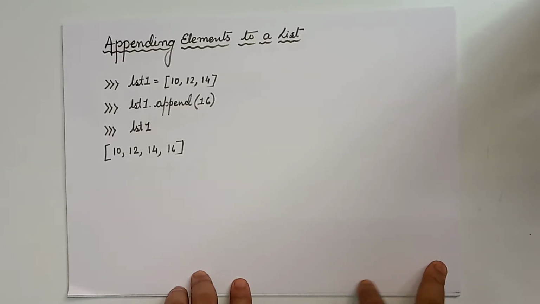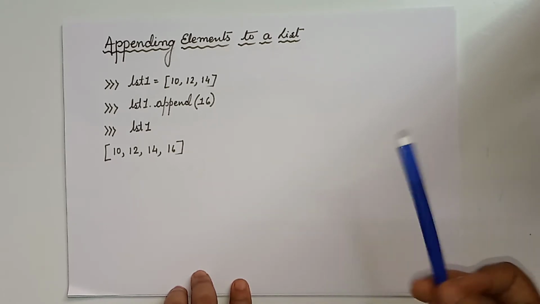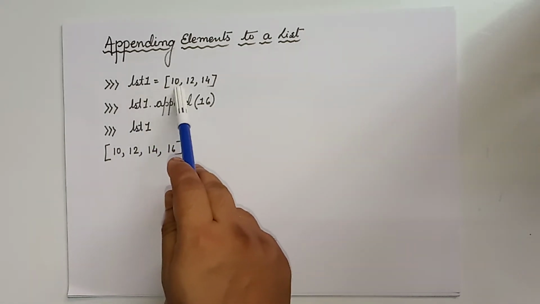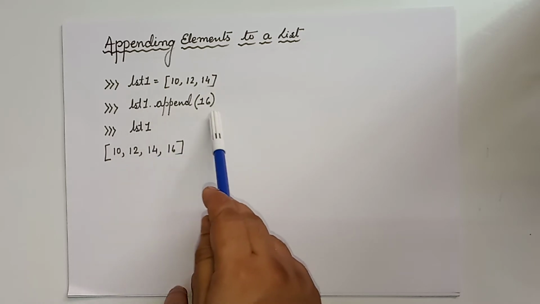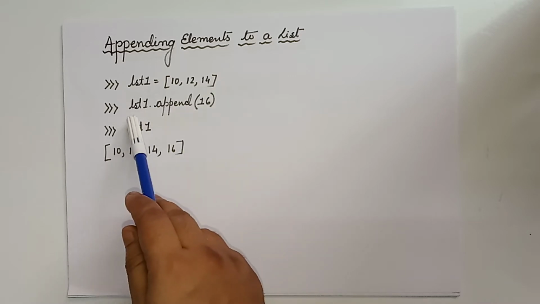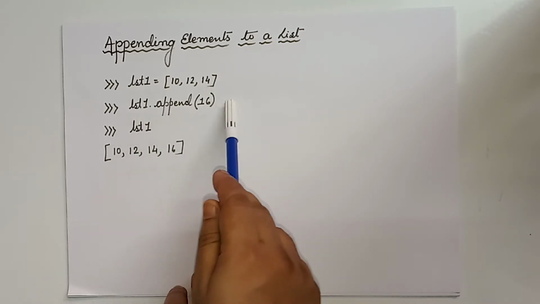Appending elements to a list. Appending means what? Always we can add a new element to the end of the list. Just to see it over here, here we have taken a list one of 3 elements 10, 12 and 14, and we want to add 16. So 16 will be added at the end, that means after 14. So for this we have to write list1 dot append within the bracket 16.